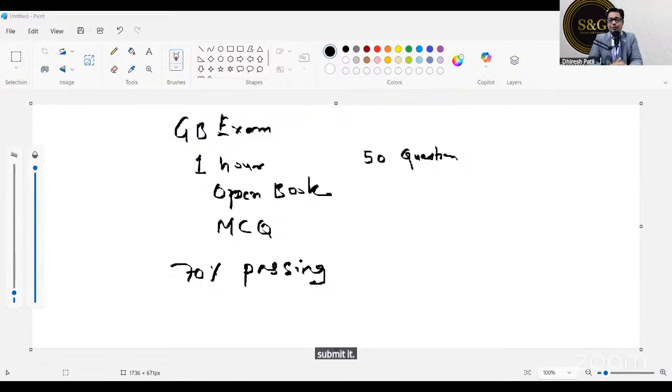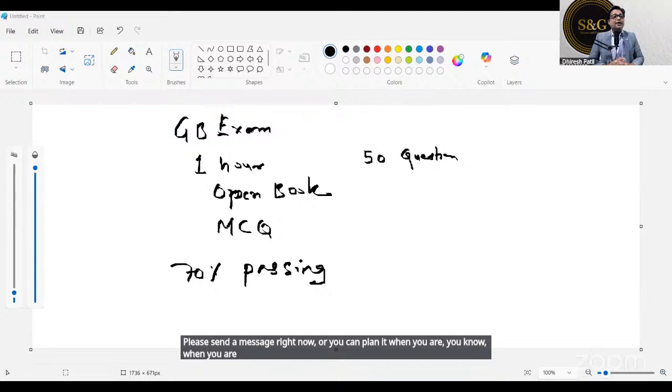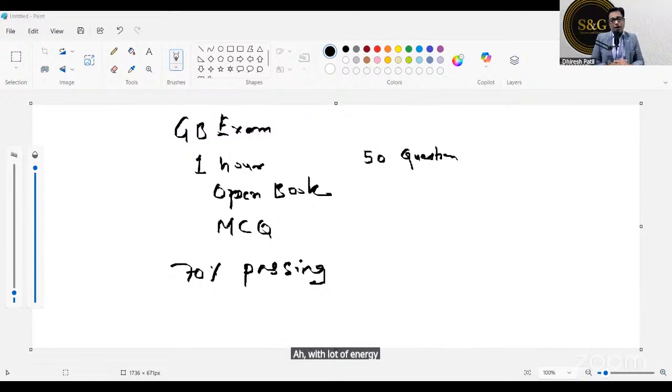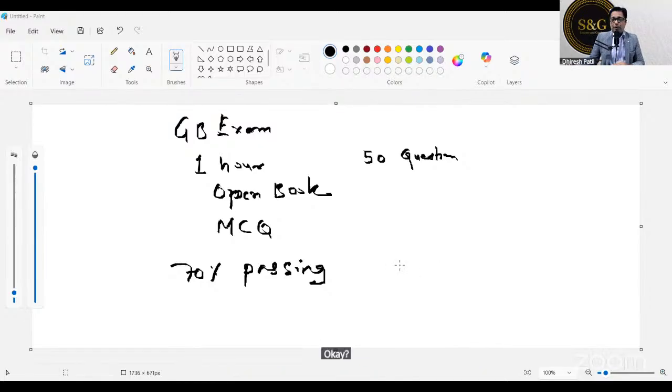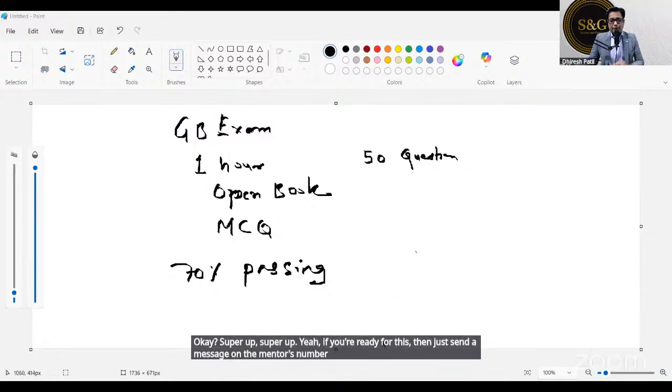Clear? Everybody just give me a quick yes in the chat box. If you still want to give it today, please send a message right now, or you can plan it when you are fresh, with a lot of energy. I would recommend giving it with a fresh mind. If you are ready for this, just send a message on the mentor's number, and we will give you all the details on the mentor's number itself. Okay, so that's it from my side.